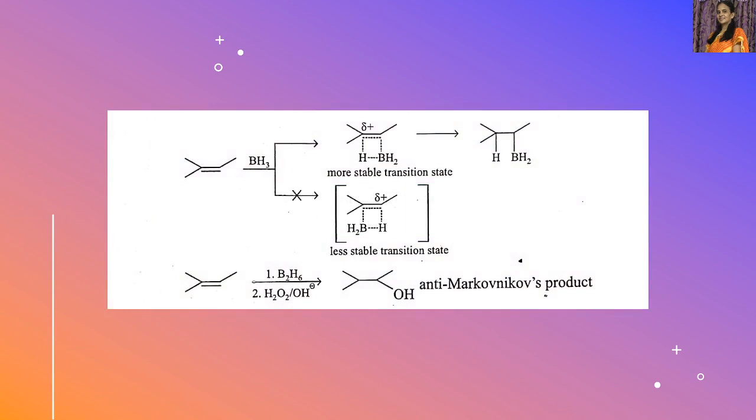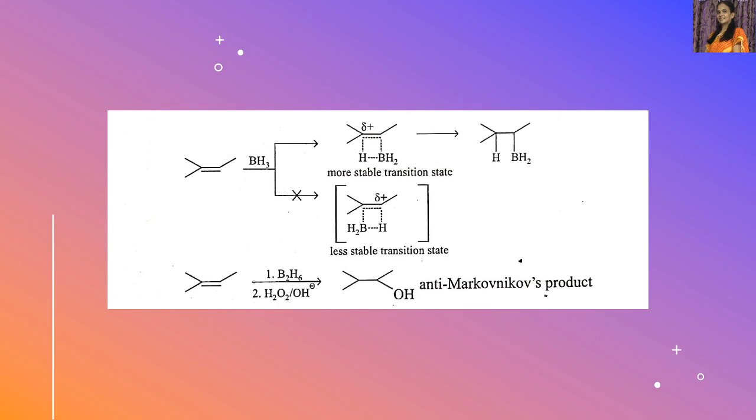Now let's see the reaction, anti-Markovnikov addition. Here we considered 2-methyl-2-butene, to which BH3 is added. So there are two possibilities. If from this BH3, H goes to this carbon, what happens? Those transition states we can observe here. If H goes to the more substituted carbon and BH2 goes to the less substituted carbon, this is the transition state of it.